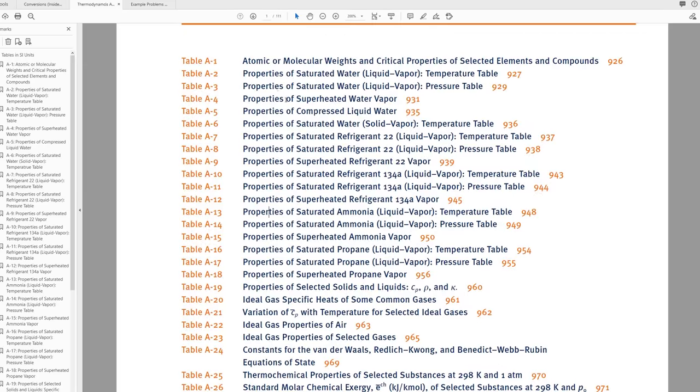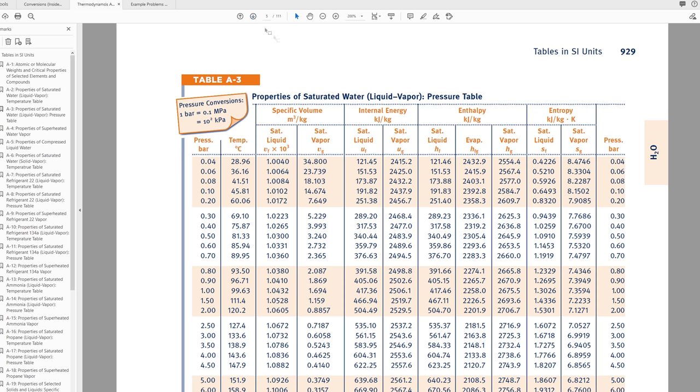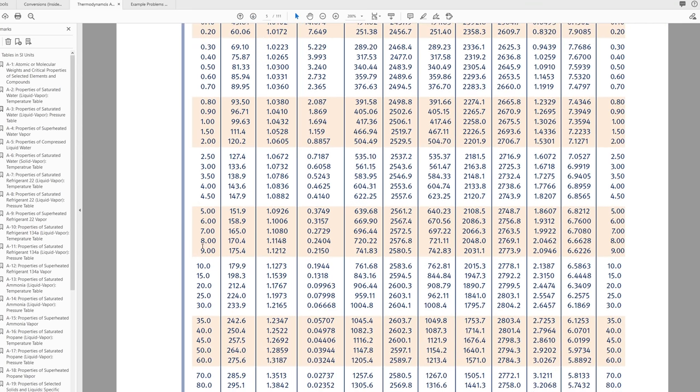So in the tables, if I go to my saturation tables listed in order of pressure, remember that table A2 and A3 contain the same information, or rather are referring to the same information. One is given in even increments of pressure, one is given in even increments of temperature. So what I want is table A3. On table A3, I find 8 bar, because 800 kilopascals would be 8 bar, and I see that the saturation temperature corresponding to 8 bar is 170.4 degrees Celsius.